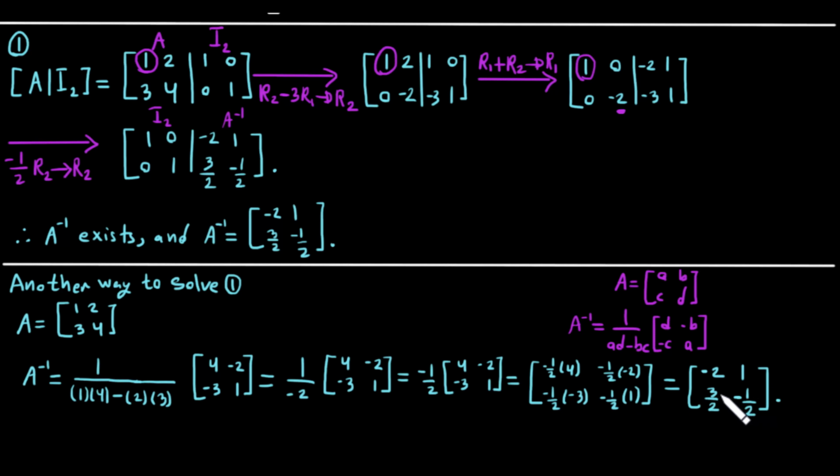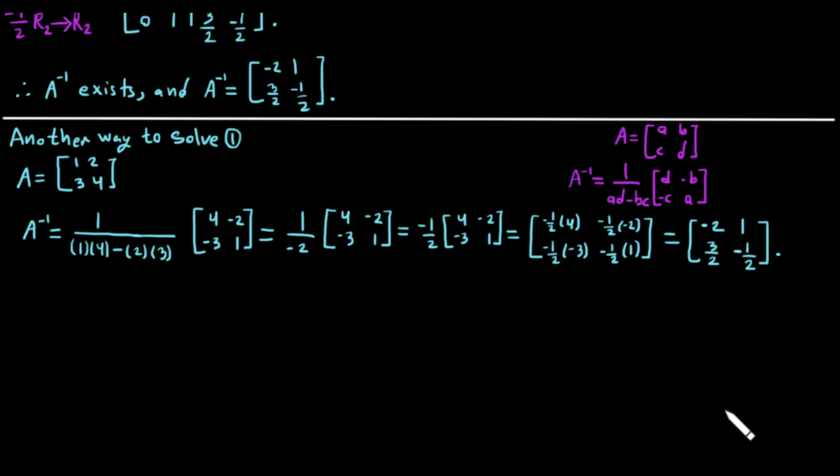You can see here this A inverse is the same as this: -2, 1, 3 over 2, -1 over 2. So we found the A inverse by another method. Therefore, A inverse exists, and A inverse equal -2, 1, 3 over 2, -1 over 2.